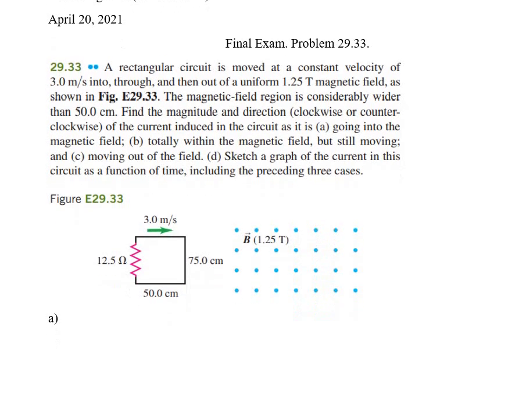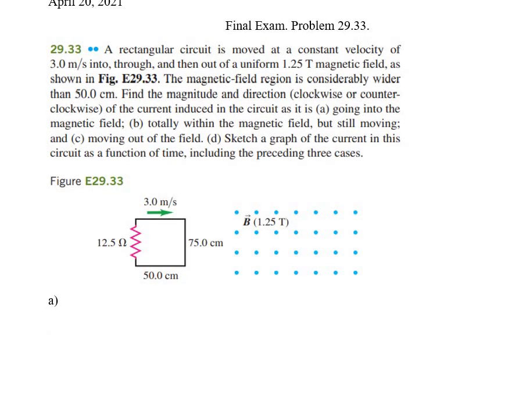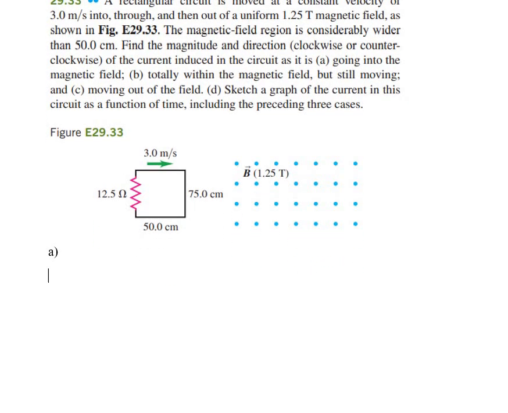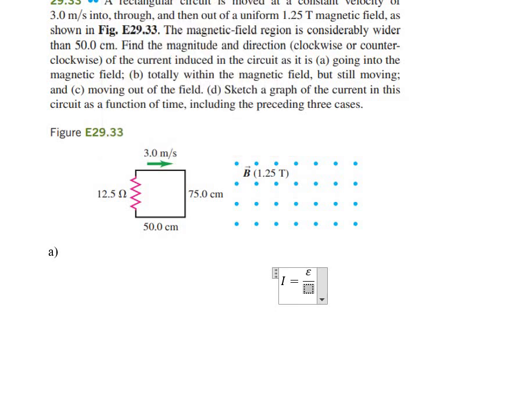So basically, we didn't explain how to solve each part in detail. So basically, in part A, we have to find the magnitude and direction of the current that's going into the magnetic field. To start with, we have to define the formula for the current, which is I equals EMF over R.